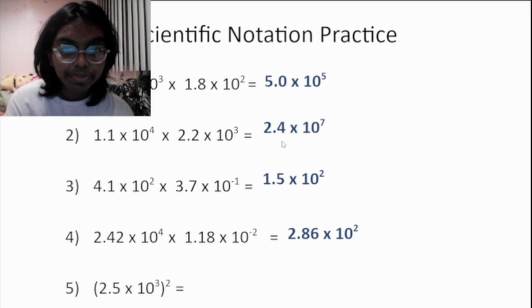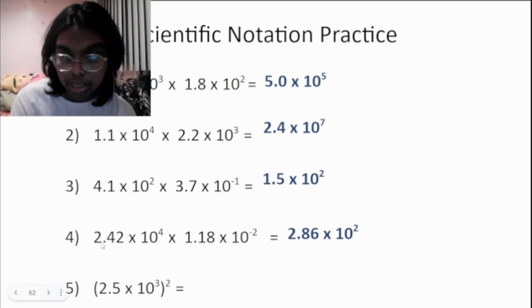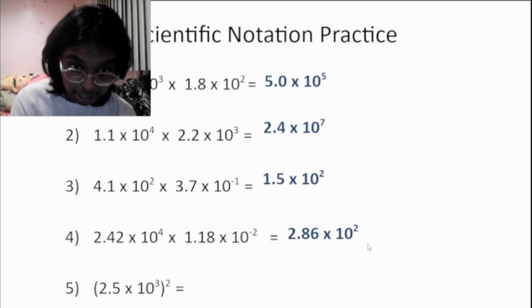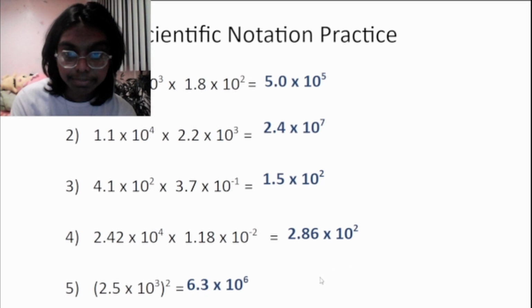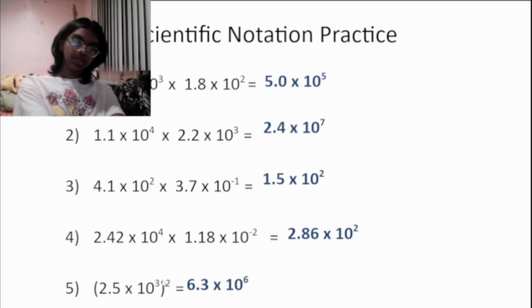Number 4, 2.86 multiplied by 10 to the 2nd, because when you multiply these two numbers, you get 2.86, and 4 minus 2 is 2. Number 5, 6.3 multiplied by 10 to the 6th. Pretty much if we were to write this out, it would be 2.5 multiplied by 2.5, which is that, and then 10 to the 3rd multiplied by 10 to the 3rd, which is just 10 to the 6th. Or you could just distribute the exponent. You could also do that, yeah.